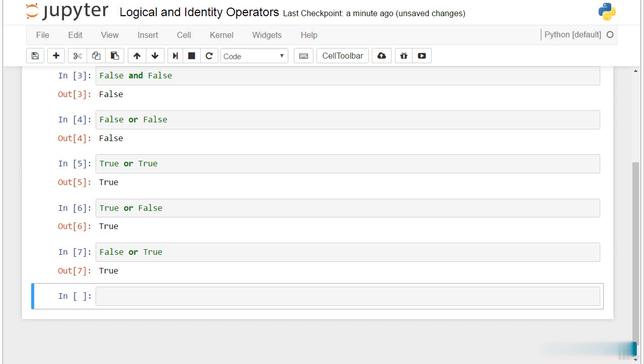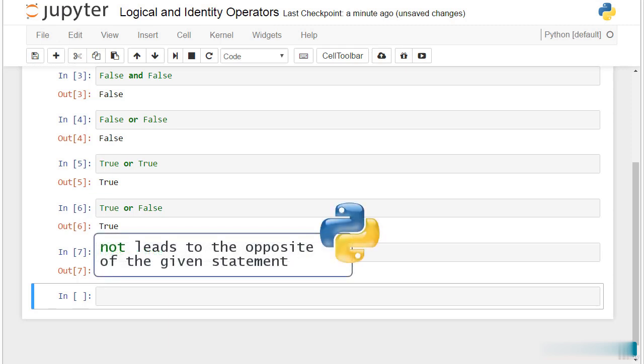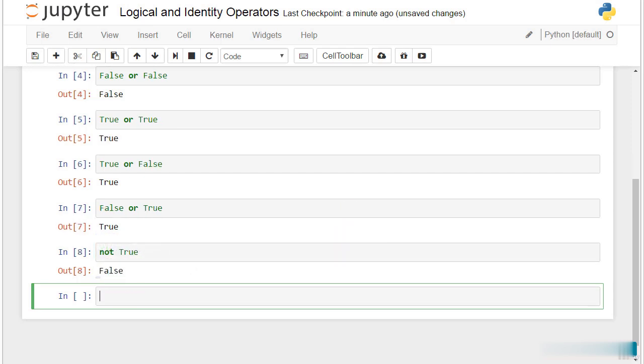The way NOT functions is it leads to the opposite of the given statement. Not true leads to false. Not false leads to true.